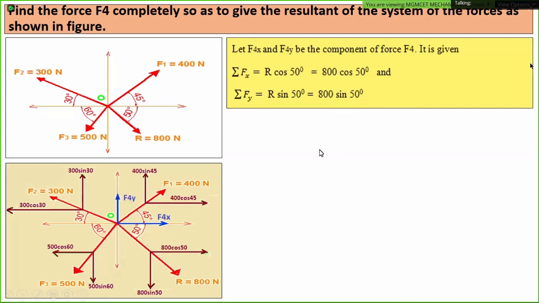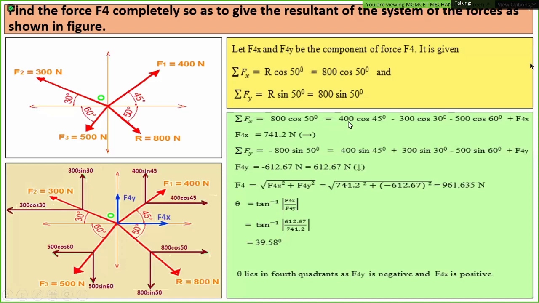Next one. Then I will write summation of f of x is equal to, simply you can calculate. Equation I will write here. 4 फोर्स का x component मुझे ऐड करना पड़ेगा. 800 cos 50 is what? 800 cos 50 is the x component of the resultant. 800 cos 50 is equal to, सारे x component मैंने ऐड कर दिए. f1 का x component, then f2 का, then f3 का, and fourth force जो है अपना f4x. So only unknown here will be f4x. So that directly you will get the value of f4x.